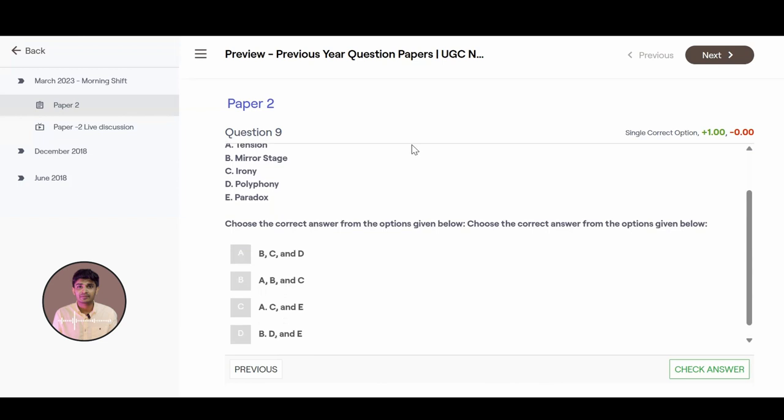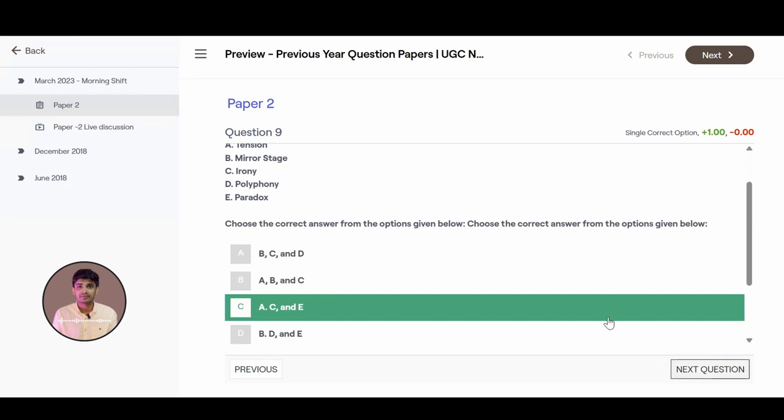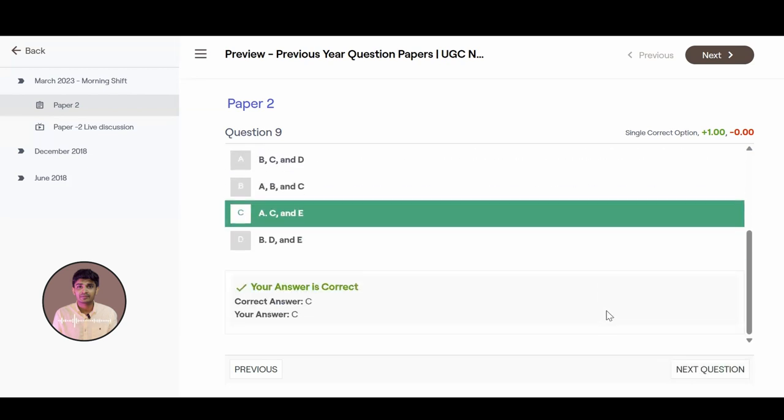Give me the answer. Question number 9. What are the words? Okay, somebody has said C for this? Okay, C. All right, let's see if this C is the right answer. So tension, irony, and paradox are terms associated with New Criticism. If you take a good look at the New Criticism module, you should be able to answer this.